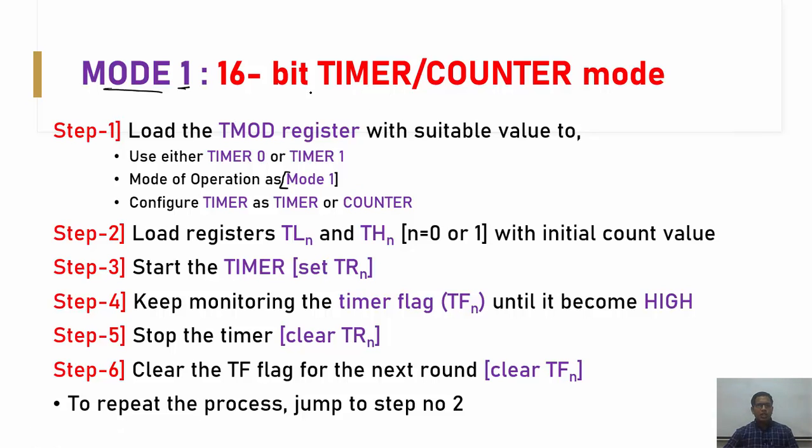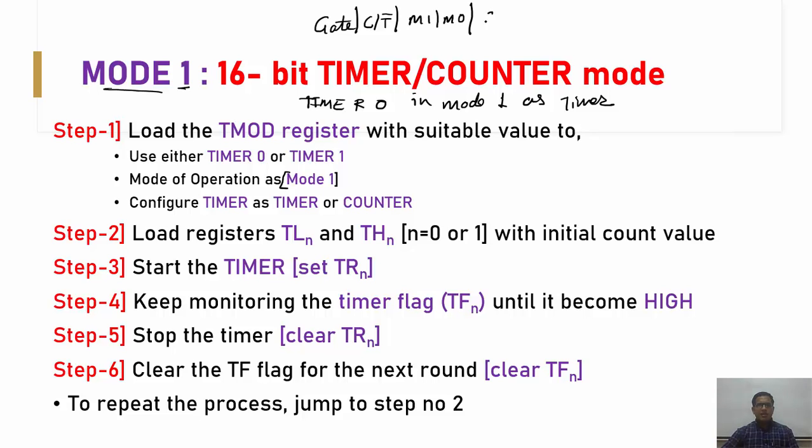Suppose the timer 0 is likely to be used in mode 1 as a timer. Just try to get this. In my program statement, it is mentioned to use timer 0 in mode 1 as a timer. When I talk about the TMOD register, the first bit is gate, then C/T bar, then M1, M0, and again the same replication: gate, C/T bar, M1 and M0.